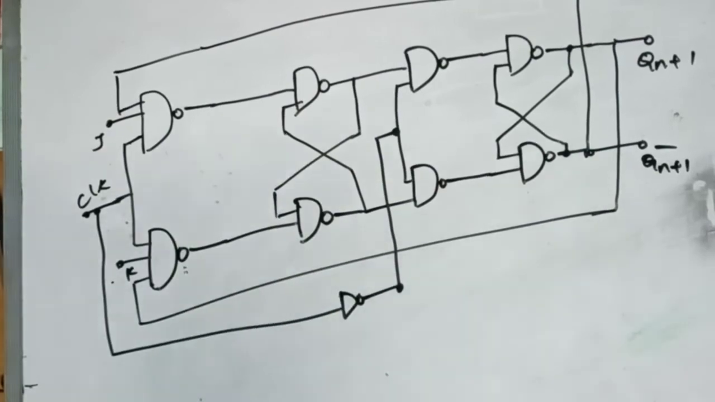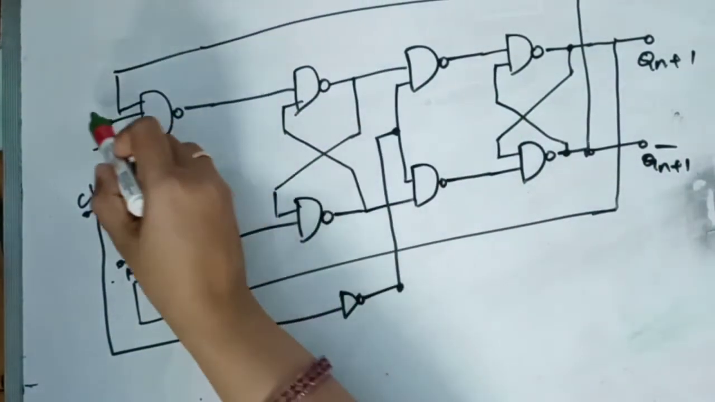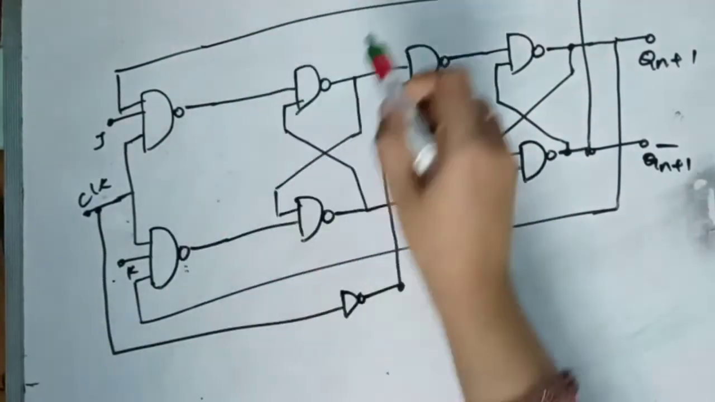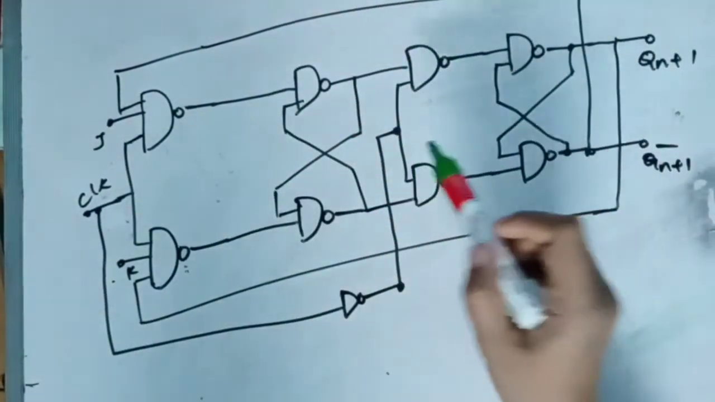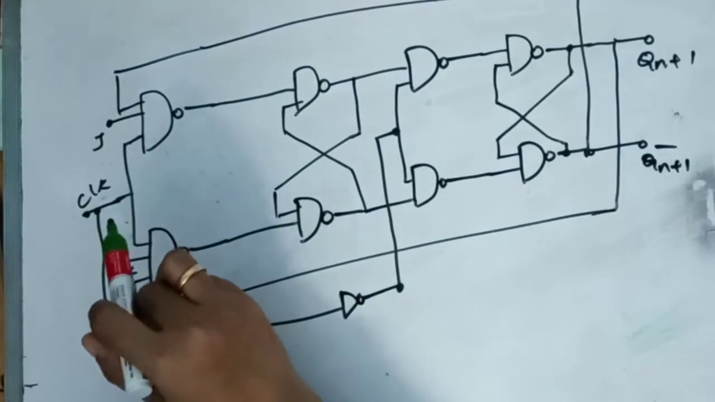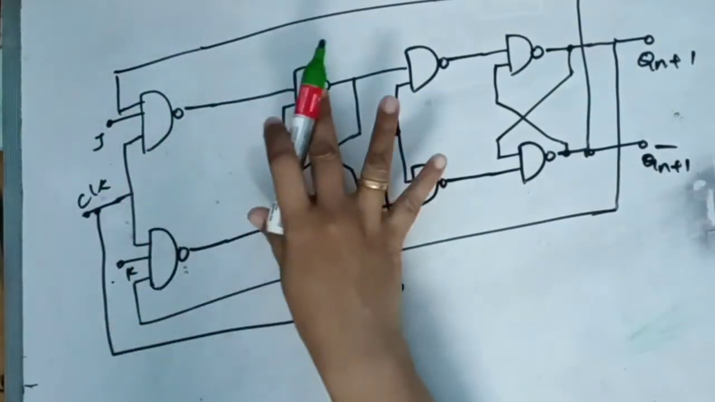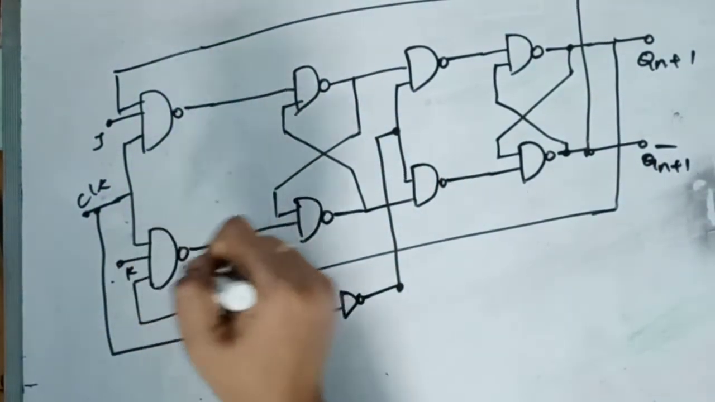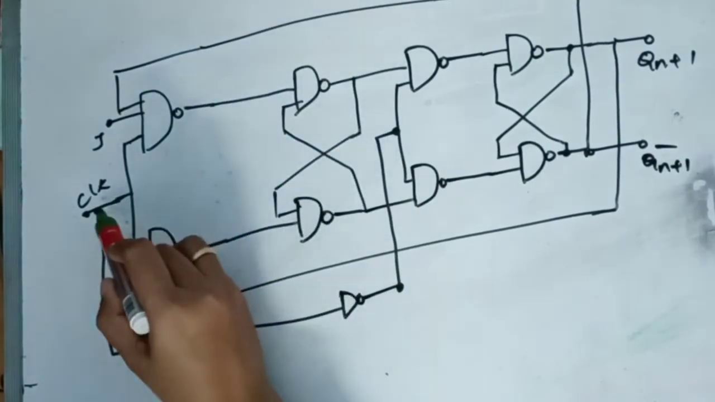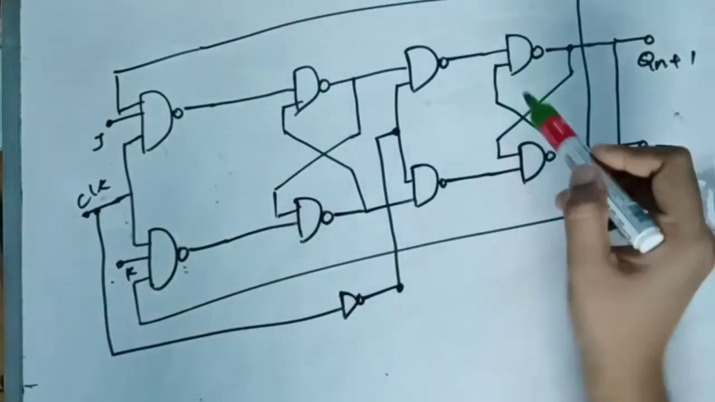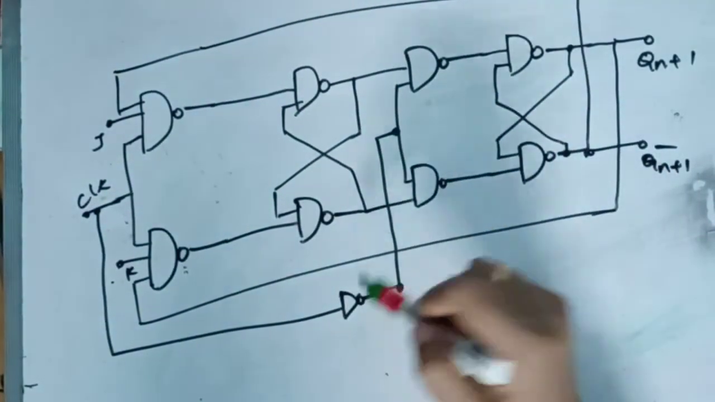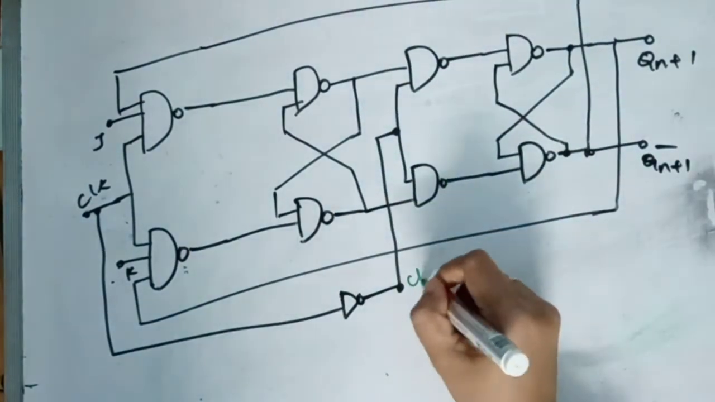If you see here, this is a JK flip-flop. This is another JK flip-flop. You have two sections. The first section is controlled by a clock, and the second section is controlled by clock bar.